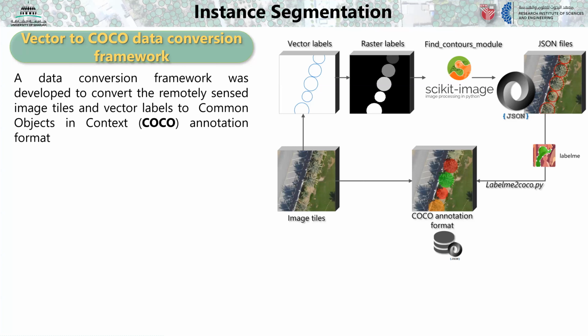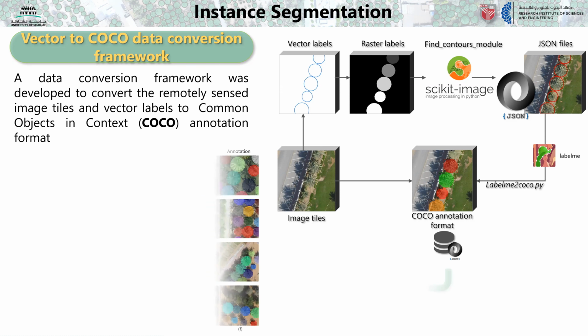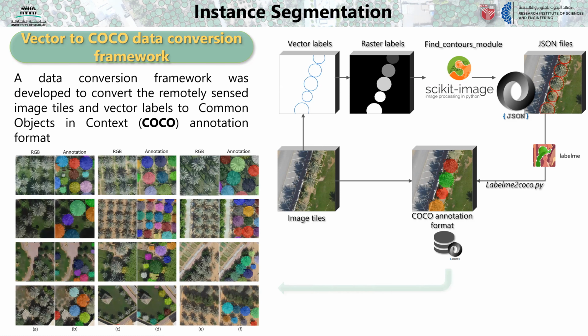So each image will have a different JSON file, and these JSON files are converted into COCO annotation format using the labelme module, which is also an open source library. So we can see here, these are some of the image tiles and the corresponding labels.